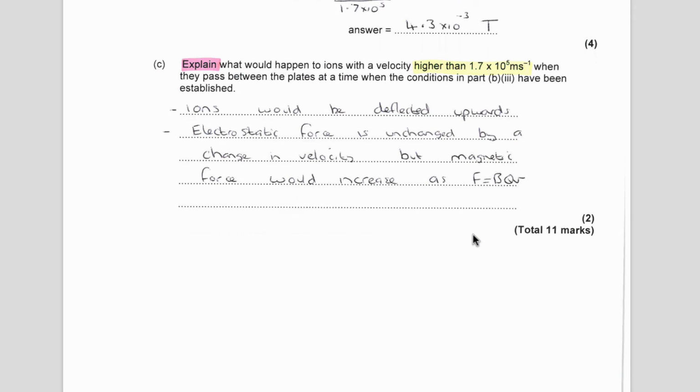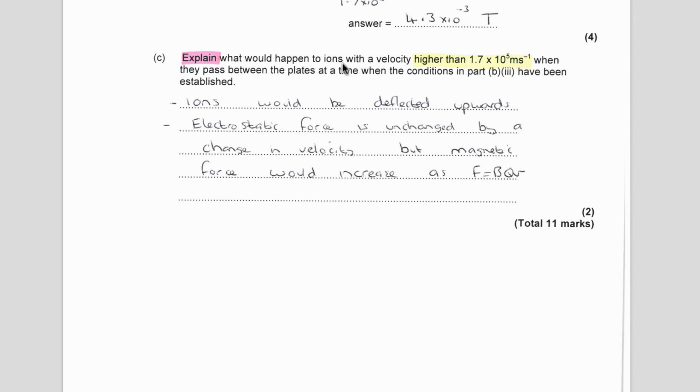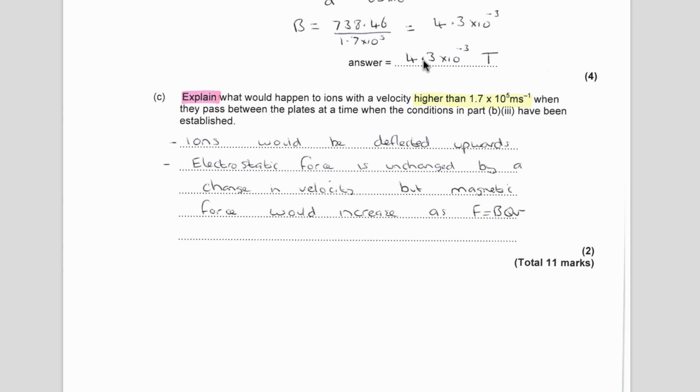The final part of this question is to explain what would happen to the ions if we, instead of using the ions that we did use, we used ions that had a higher velocity. When they pass between the plates, when the conditions have already been established. So in other words, the electric field and the magnetic field are fixed. So we use a magnetic field of the value we've just worked out, and the potential difference across the plates doesn't change. We simply put in ions that now have a higher velocity, and we would ask to explain what's going to happen. So we need to say what's going to happen and why.